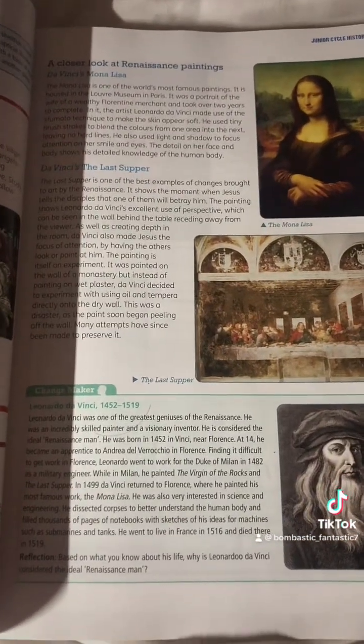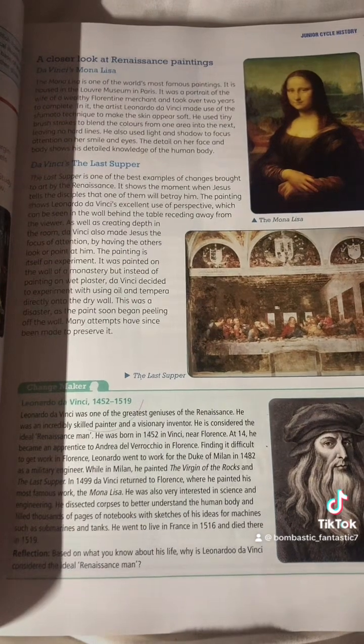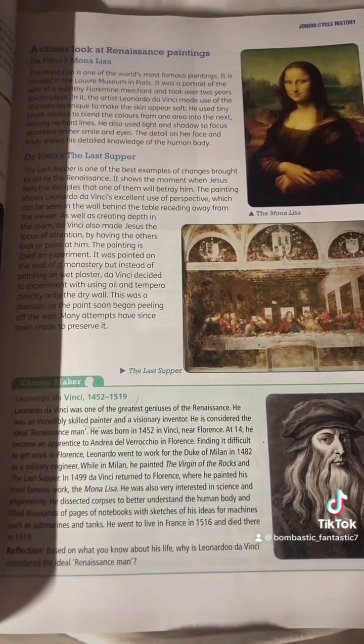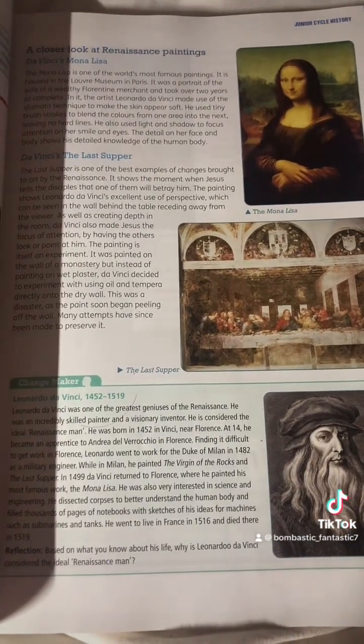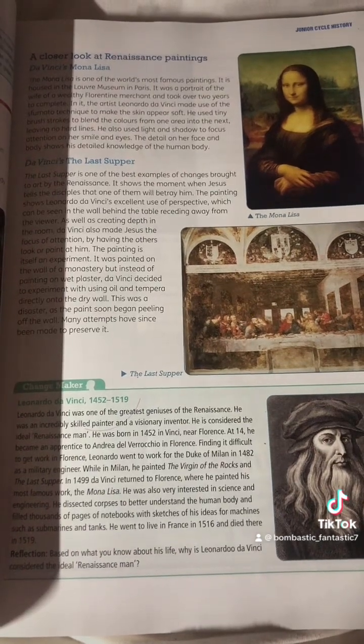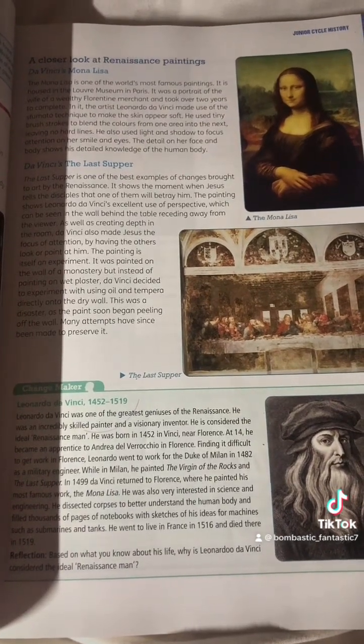Da Vinci's The Last Supper. The Last Supper is one of the best examples of changes brought to art by the Renaissance. It shows the moment when Jesus tells the disciples that one of them will betray him.